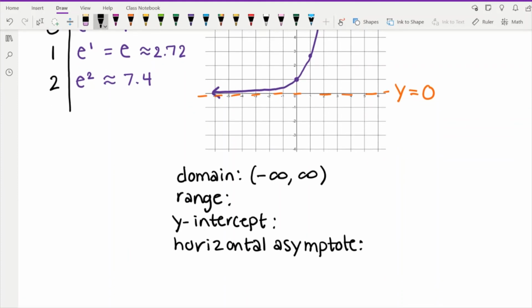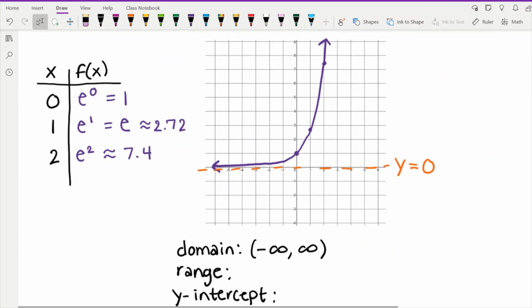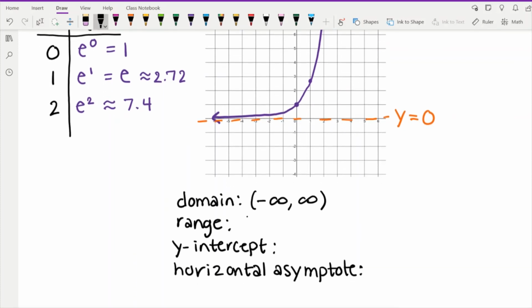So the range, well, we can see the graph keeps going up and up and up. So the y values are going to get higher and higher as we go, but the y values are never going to be less than 0. And so that tells us that the range is 0 to infinity, not including 0, because the graph will never actually touch the x-axis. The y-intercept, as we already discussed, is the point (0, 1), because e to the 0 is equal to 1. And then the horizontal asymptote, as we saw on the graph, is the line y equals 0.